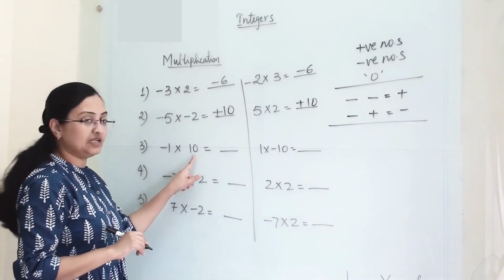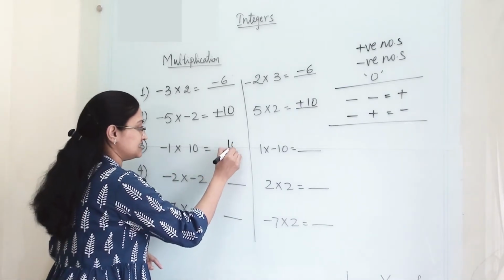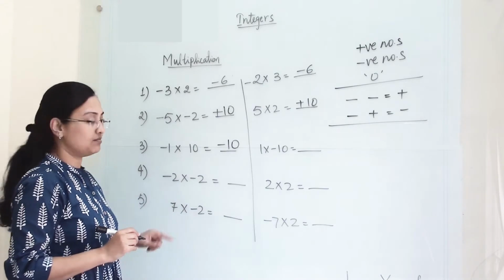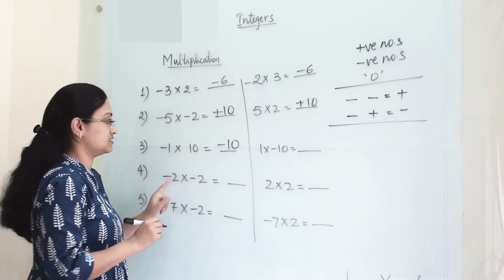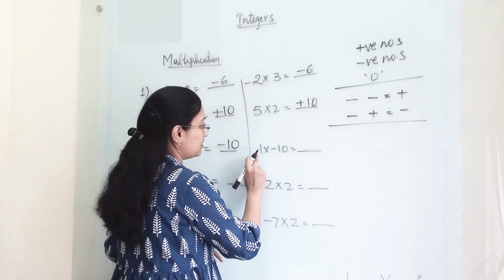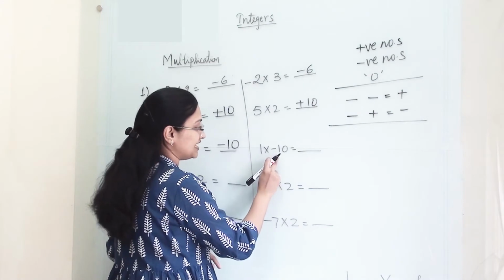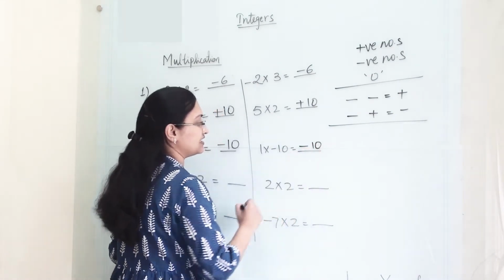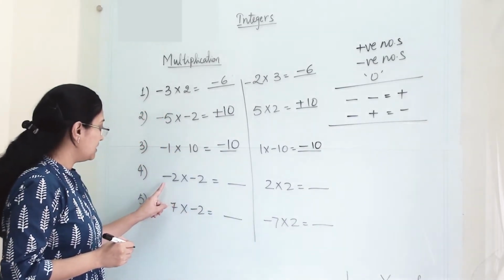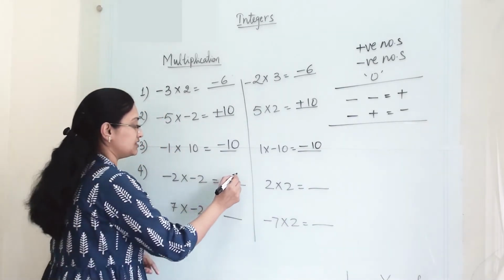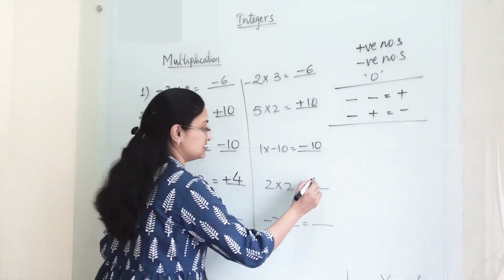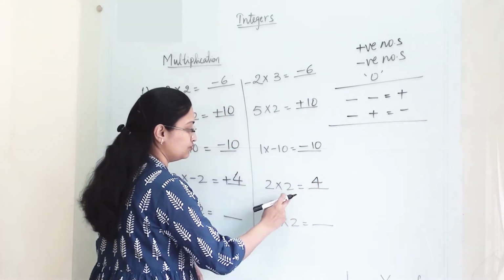Minus 1 is multiplying with 10. So answer is 10 and 1 minus is there, so this will become minus. Minus plus minus. Here 1 is positive but 10 is minus. So plus minus minus, answer will carry minus sign. Minus minus will become plus, so 4 and this will become plus. Similarly this also, both are positive.